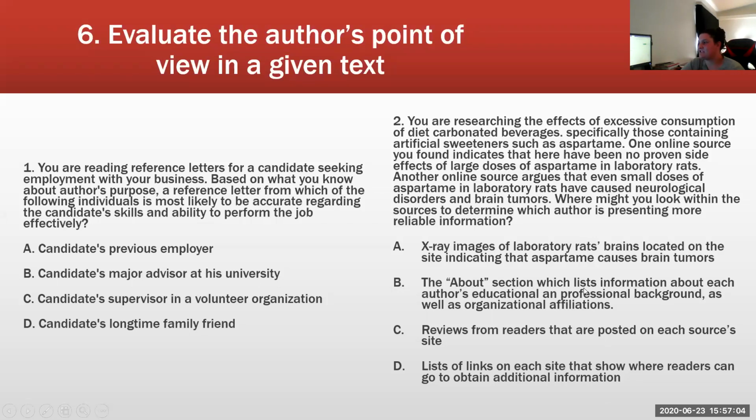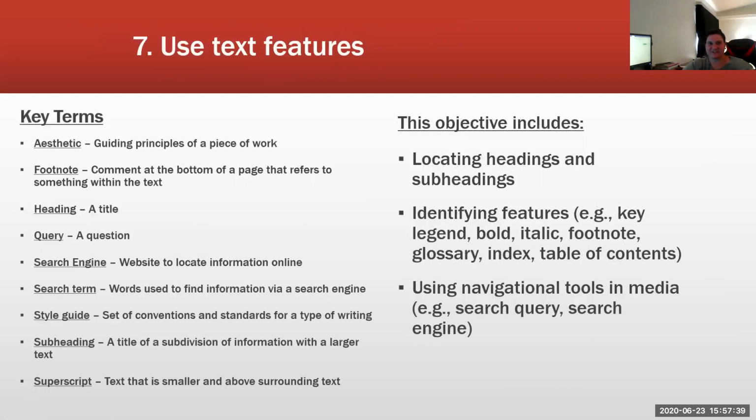The About section, which lists information about each author's educational and professional background. Sorry, there's a typo there again. As well as organizational affiliation. So like, who's backing them? Where are they coming up with these ideas? Who's providing the funding for these things? That's important. You've got to know that. So option B is the correct answer to find more sources to determine if the author is presenting reliable information. That's your answer, B.